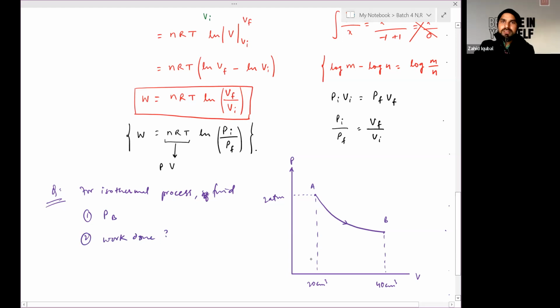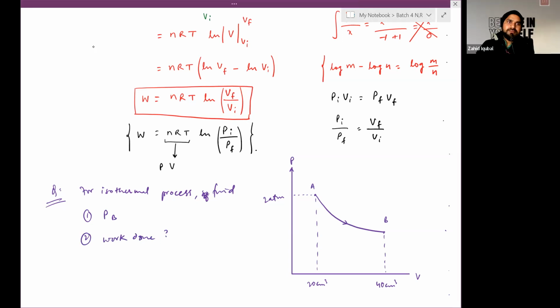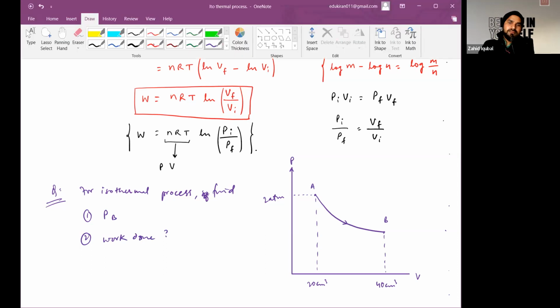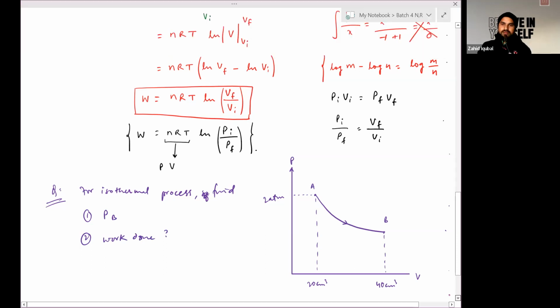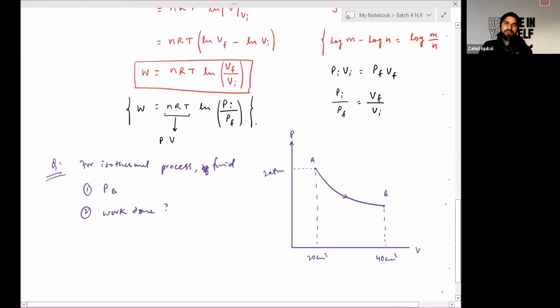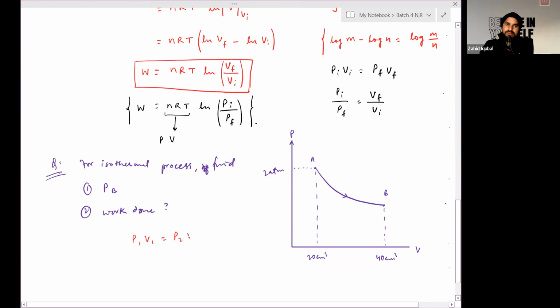Related to this process, try to find these two terms. For the first part, just use the equation of state P1 V1 equals P2 V2. Put the values of P1, V1 and V2, and you'll get P2. And then for work done, use the above expression and try to find it.